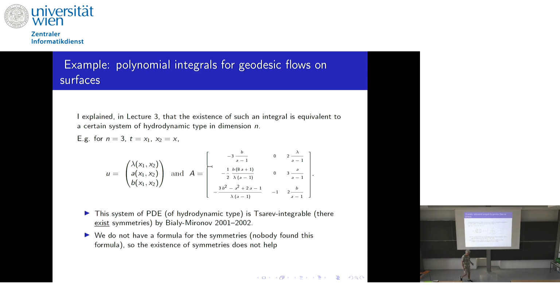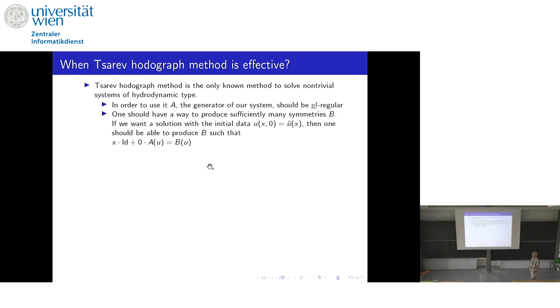I'm still trying. It is indeed one of my hidden motivations behind the whole story, including Nijenhuis geometry. In this case, Nijenhuis geometry naturally comes, but it's still my dream and not any result. But it was an example showing that the Tsarev method is not always effective. Of course, there is an algebraic condition, that the generator of the system should be regular, but in addition, one should have a way to produce sufficiently many symmetries B.